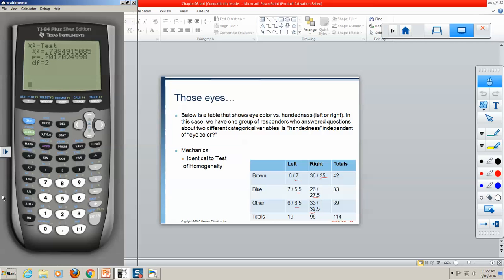So, okay, here's my information. My chi-square statistic is 0.708. My p-value is 0.701. It has a degrees of freedom of 2. We didn't explicitly state this, but the degrees of freedom for this test are exactly the same as the degrees of freedom for the test of homogeneity. And I'll write down that formula when we get in there. So let's go back onto our slideshow now, since we have that information.